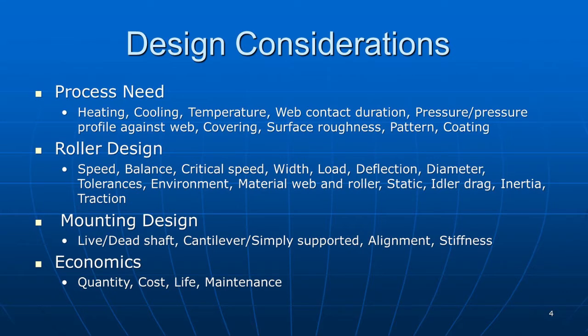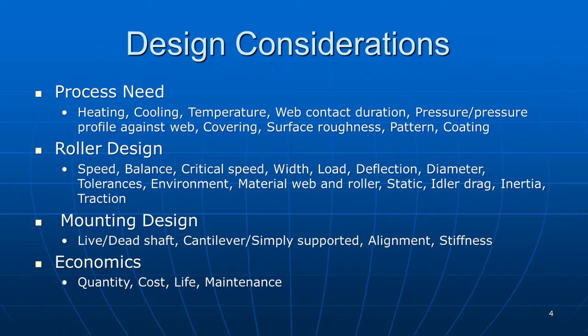Under process needs is the role for heating or cooling the web. What surface temperature do you need? What length of contact does the web need to be against the roller? What pressure profile does the roller exert against the web? Does it need to have a special covering? What about surface roughness? What about pattern and coating? And so a lot of process needs.